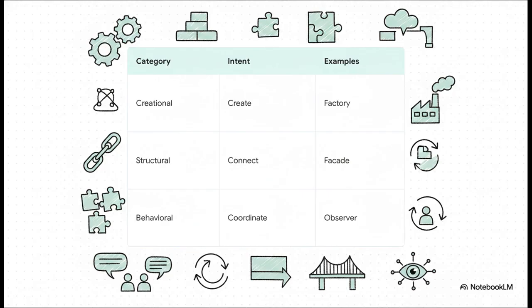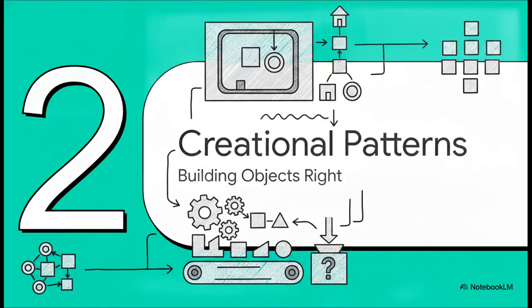You've got creational patterns, which handle how we build our objects. You have structural patterns, which deal with connecting and assembling those objects. And finally, behavioral patterns, which coordinate exactly how they all talk to each other. Let's move on to section 2, creational patterns, or how to build your objects right.